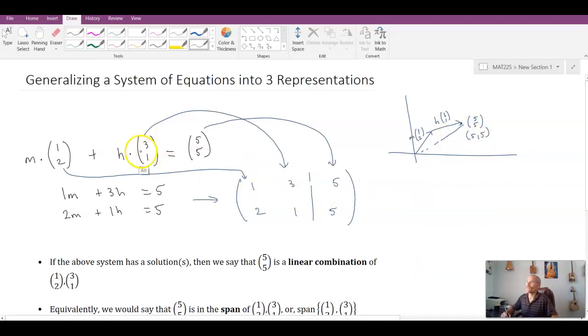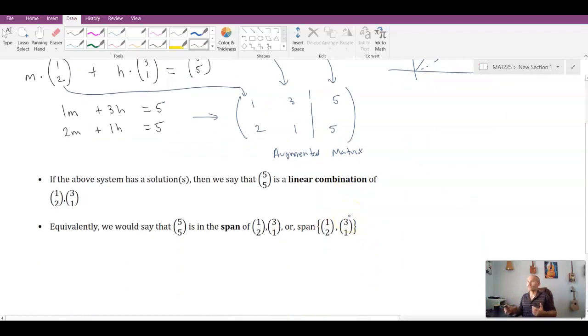So if you think about these two vectors as being the columns of the matrix, because they really represent the coefficients of m and h, and you think about the constants as being the third vector inside of that augmented matrix. Remember, this is called an augmented matrix. Augmented means it's enlarged, augmented by the constants that are in that equation. That's where we're augmenting the matrix. Okay, so this is some terminology that we need and is going to become very, very important.